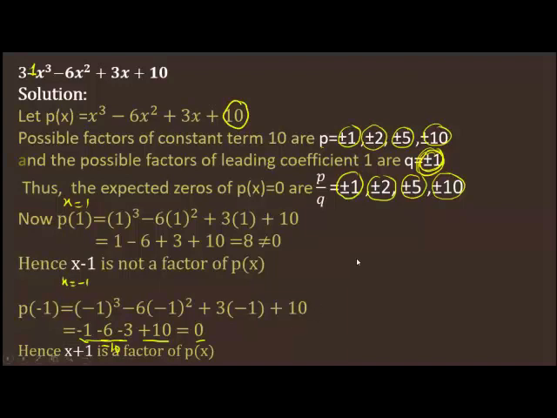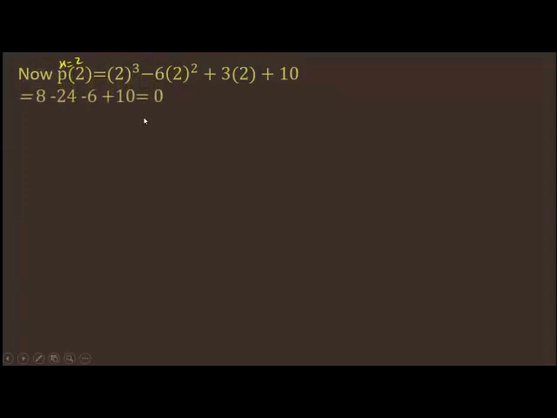Now let's move. Now we will put x is equal to 2. But after simplification, we'll get 0 again. So 2 is the root of the given polynomial. It means x minus 2 is the factor. So x minus 2 is the second factor, right?